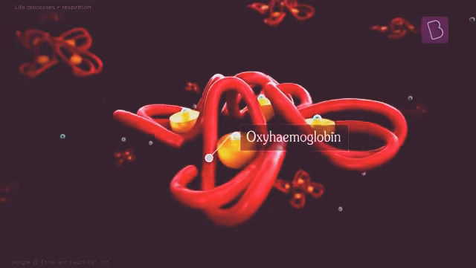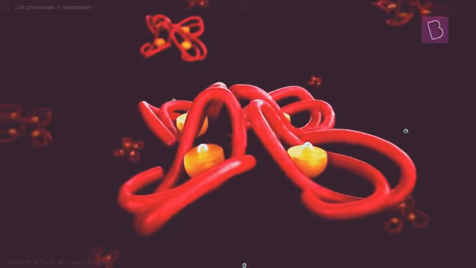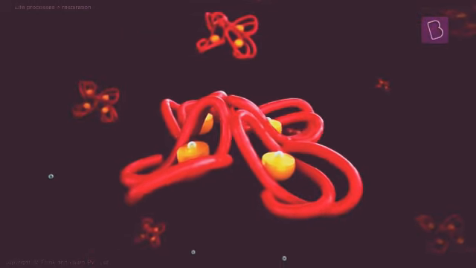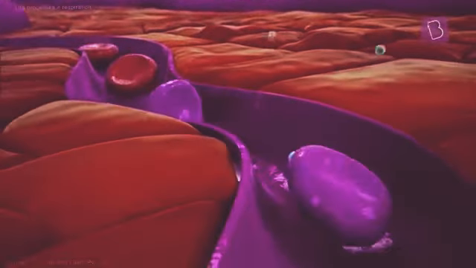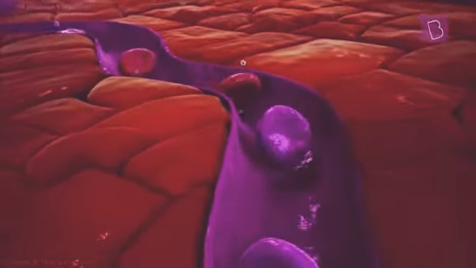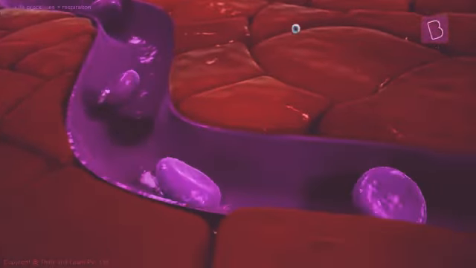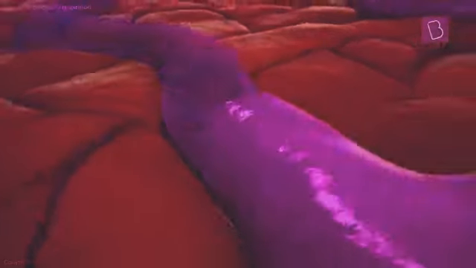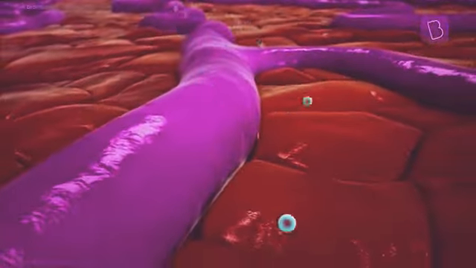The oxyhemoglobin, which is an unstable compound, is carried by the blood to different tissues of the body. The low oxygen concentration in these tissues leads to dissociation of oxyhemoglobin into oxygen and hemoglobin. This oxygen then diffuses into the cells and deoxygenated blood then returns back to the lungs.